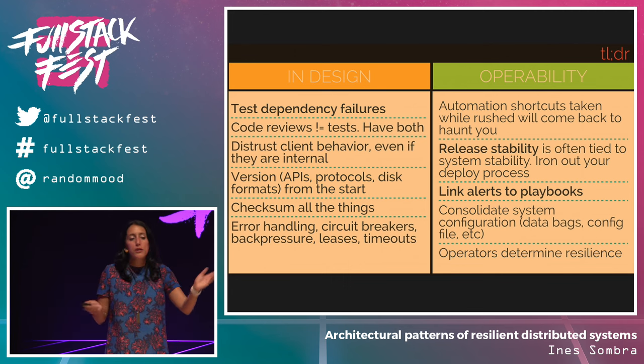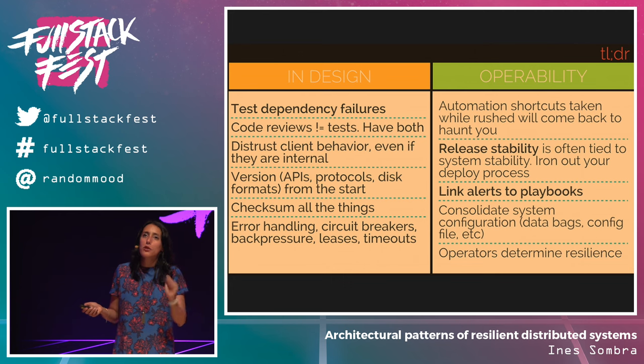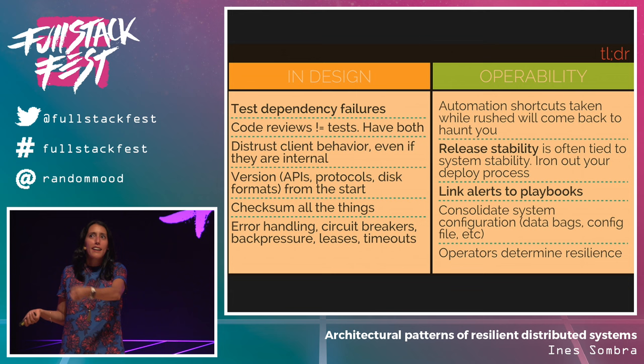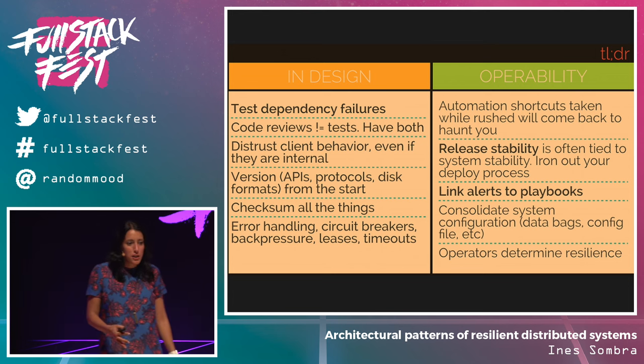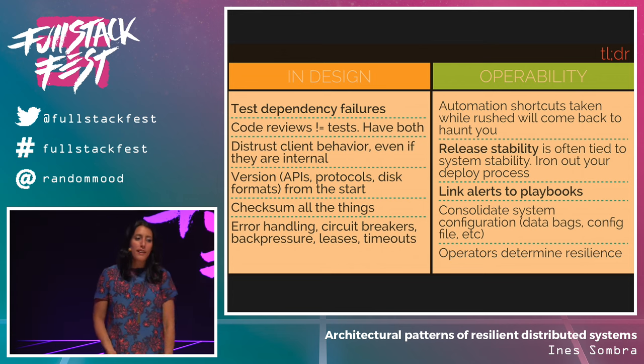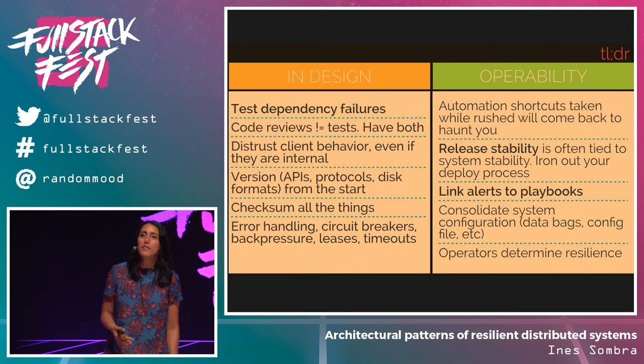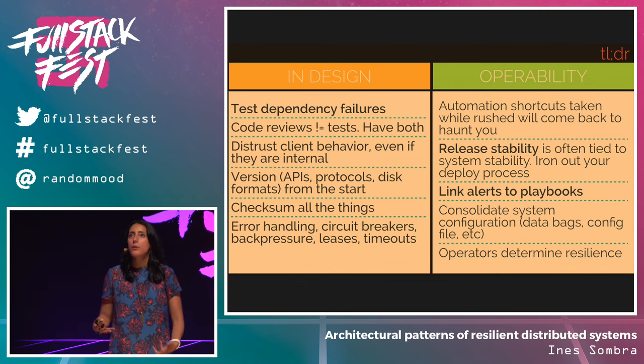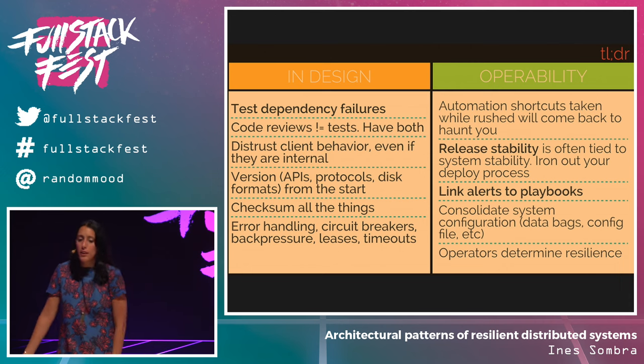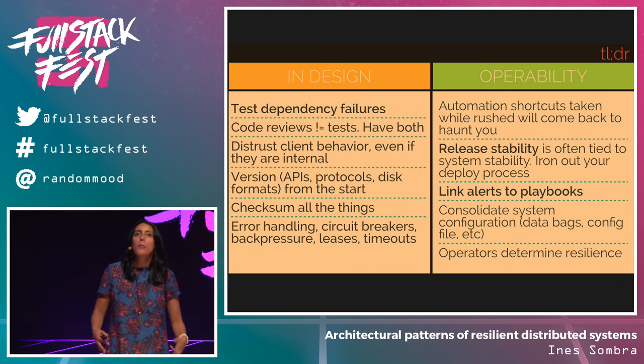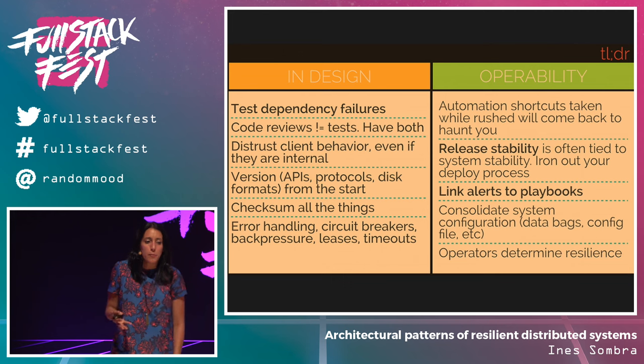And operability, automation: anything that you fail to automate is going to be something that you run into when you are drunk at 3 a.m. and you get paged. It's very important to do that. And then release stability is often tied to system stability. If it takes you forever to release your application or do a deploy, you're going to get it wrong at some point.